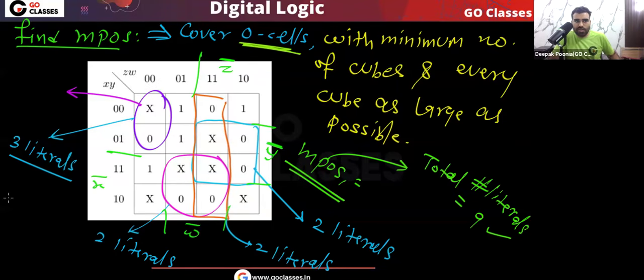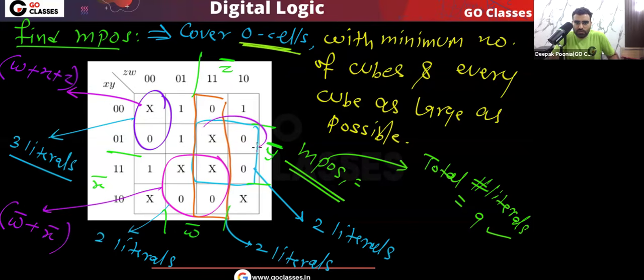So now you can write the sum term. For this blue cube, this is in the area of W, X, Z. So this will be the sum term. Next, what about this pink cube? What will be the sum term? This is in the area of W bar, X bar. So this will be the sum term.